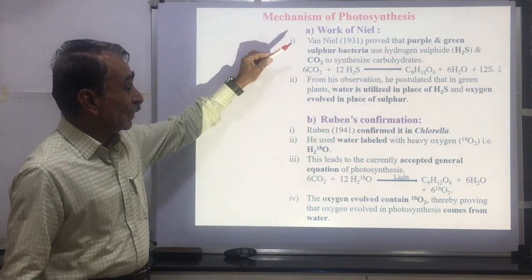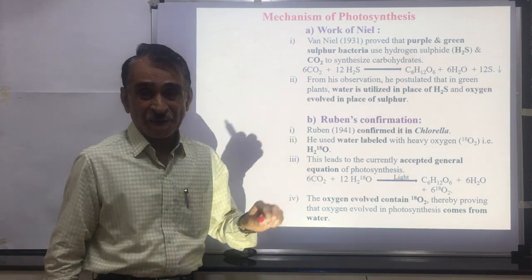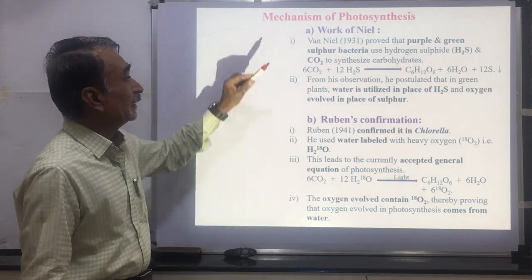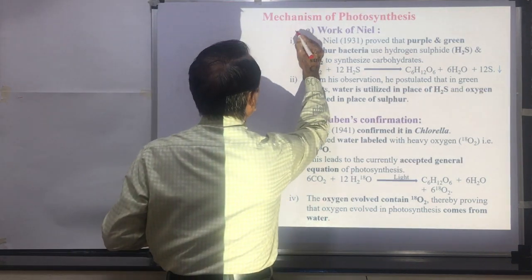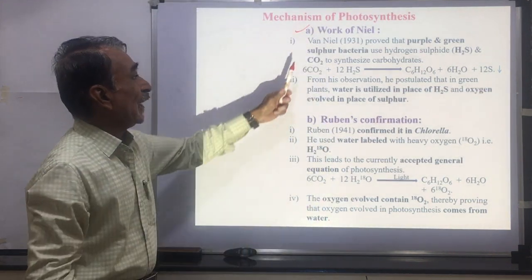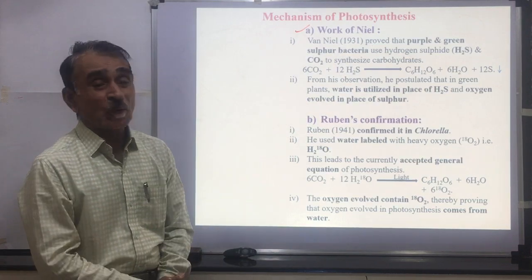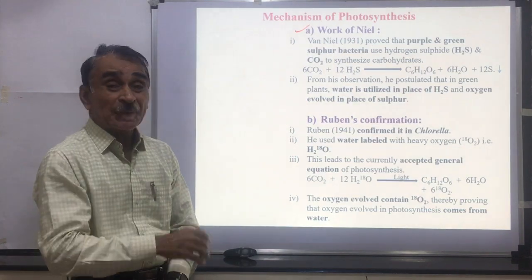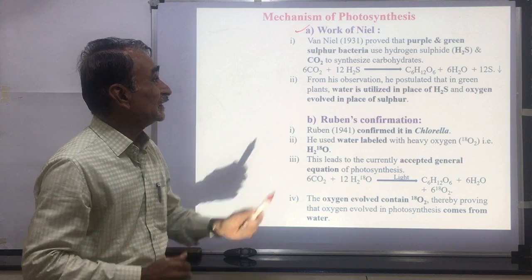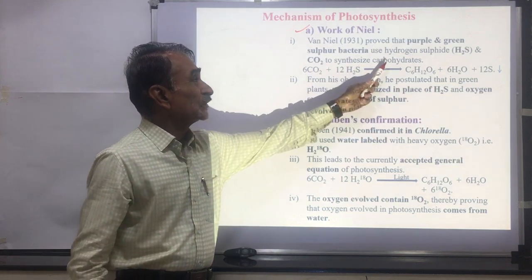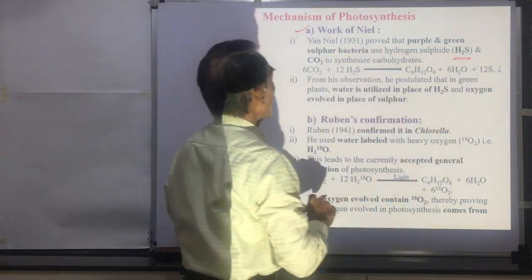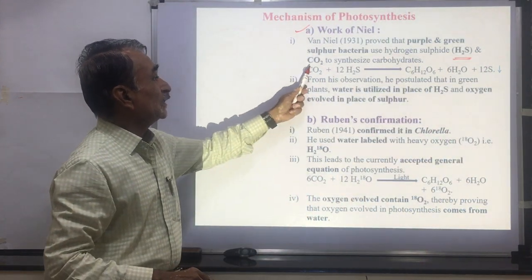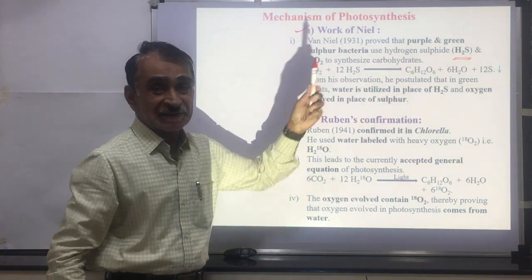In this, we are going to see the discoveries by different scientists in the mechanism of photosynthesis. The first is the work of Van Niel. Van Niel in the year 1931 proved that purple and green sulfur bacteria use hydrogen sulfide and CO2 to synthesize carbohydrates.